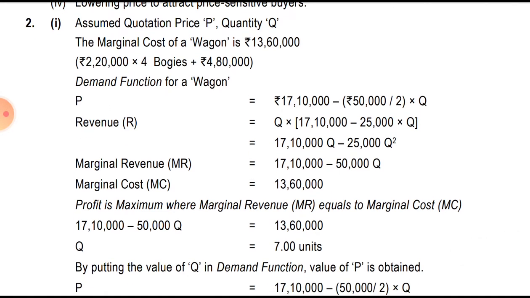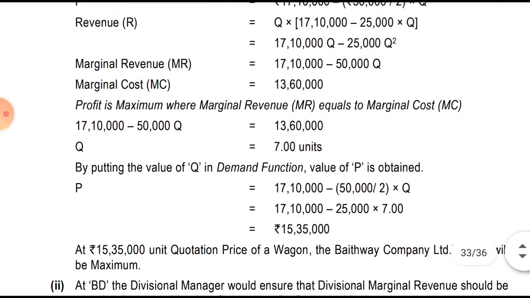The demand function for the wagon is P is equal to 17,10,000 minus 50,000 divided by 2 into Q. Revenue will be Q into 17,10,000 minus 25,000 into Q. Then marginal revenue is equal to 17,10,000 minus 50,000 Q, that is the formula A minus 2BQ. Marginal cost is equal to 13,60,000 as we calculated above. Now for maximum profit, MR is equal to MC, so 13,60,000. By solving that equation we will get Q as 7.